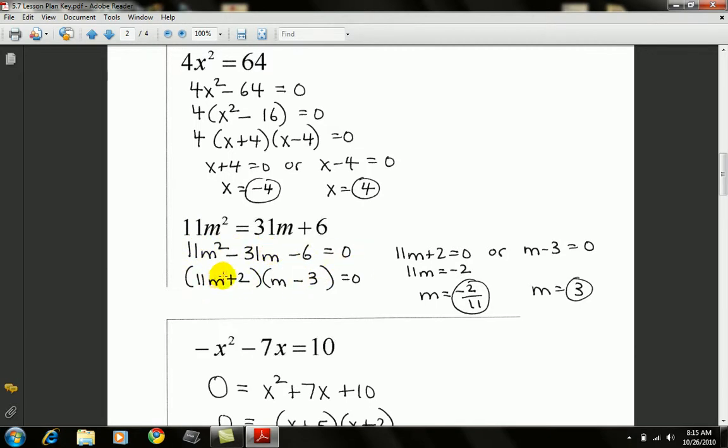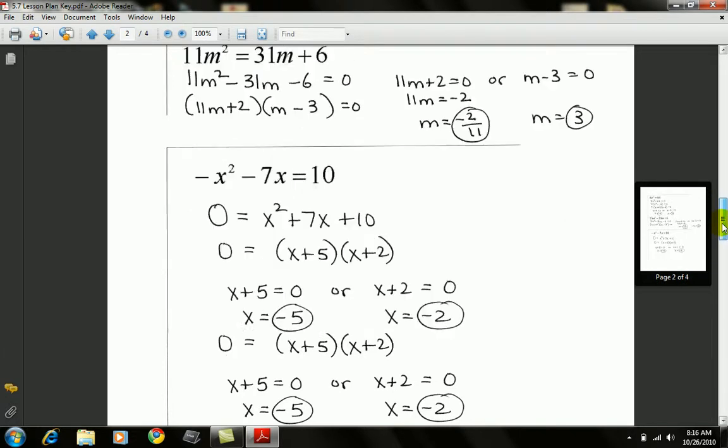We factor this. Some of you have been taught the AC method. Some of you have been taught trial and error with chin and grin. That's how I teach my students. We know we have 11m and m in the front. We have a 2 and a 3, 2 and a negative 3 to give us the negative 6 in the back. And when I chin and grin it, 2m minus 33m is negative 31m, so we know we've nailed it. We set each case equal to 0. Subtract 2, divide by 11, we get negative 2 over 11. And here we add 3. Okay.